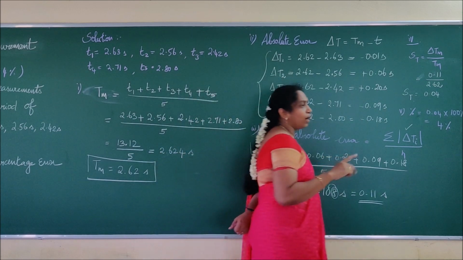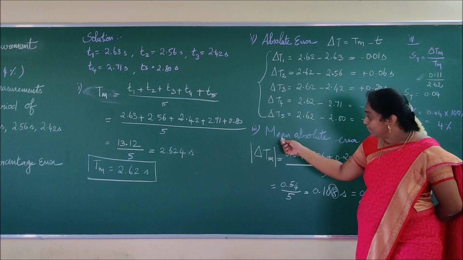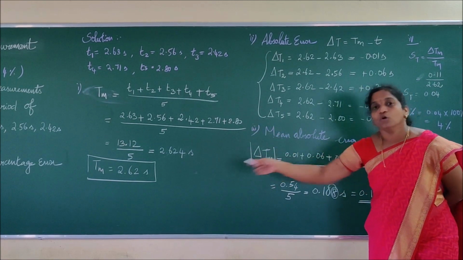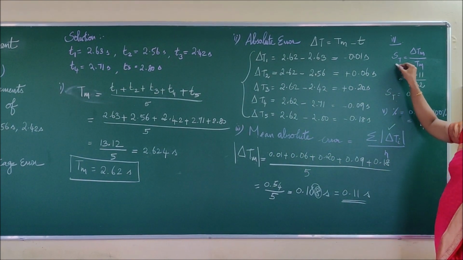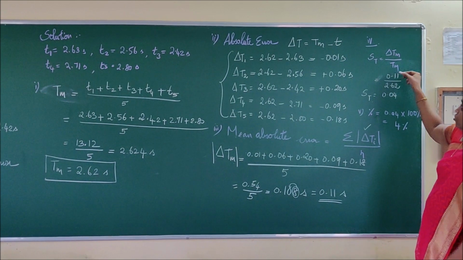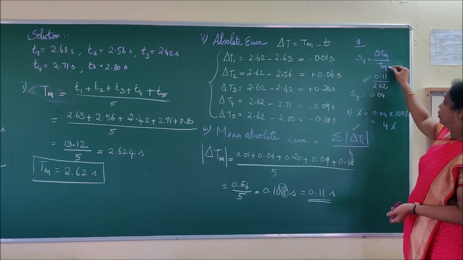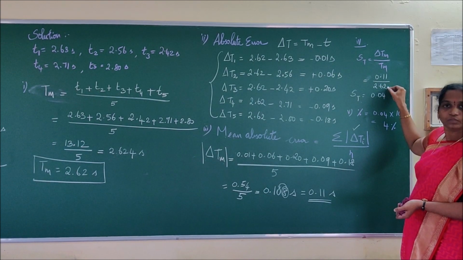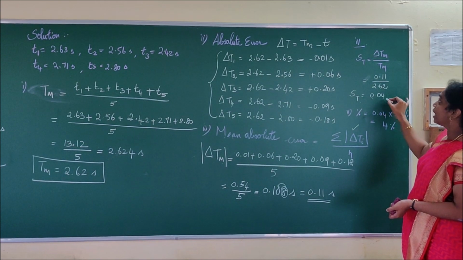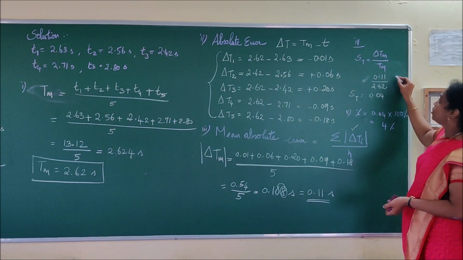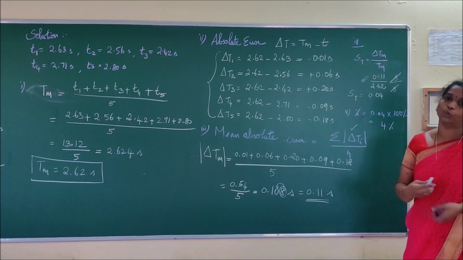Then we are going for what? A relative error. What do you mean by relative error? The formula which relates the mean absolute error to the mean value. 0.62. Right? Therefore, the value is equal to what? 0.04. Here I didn't put a unit. Why I didn't put a unit? So this is second and this value is also second. Both get cancelled. So it has no unit.